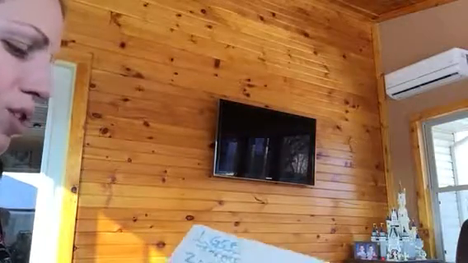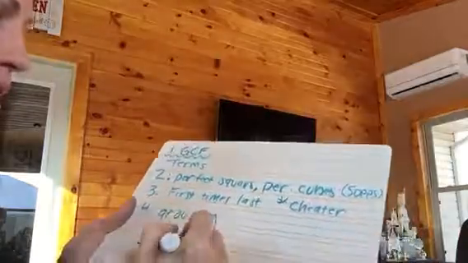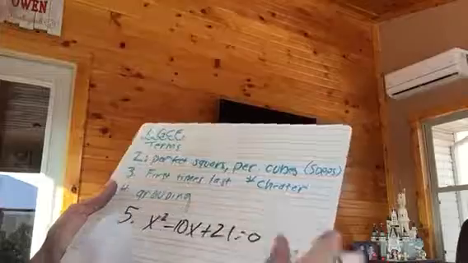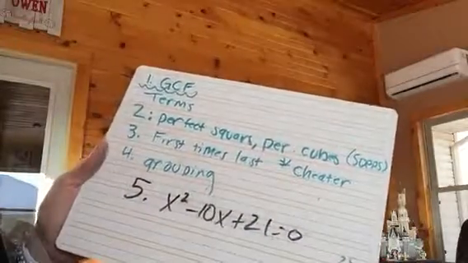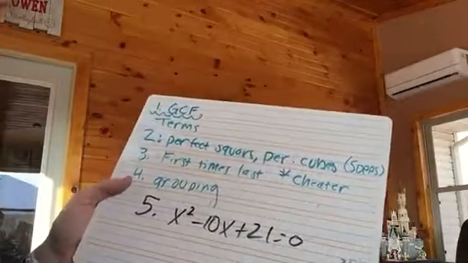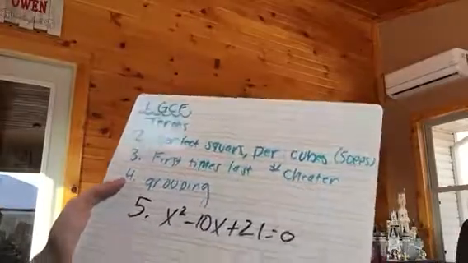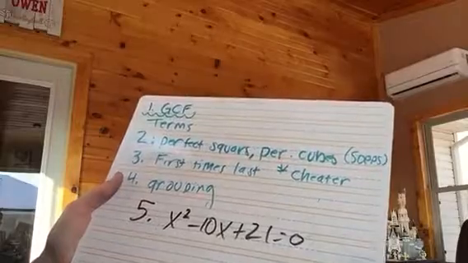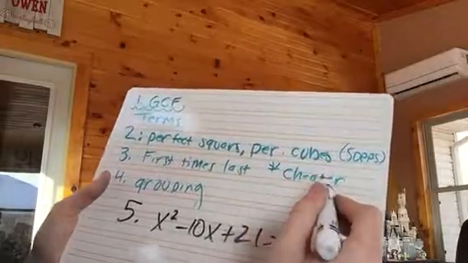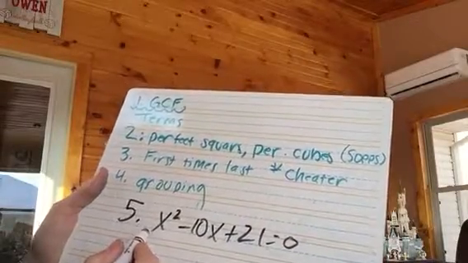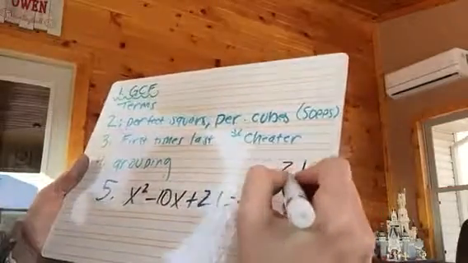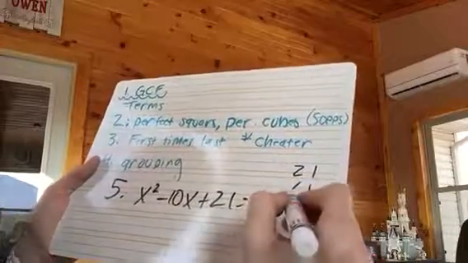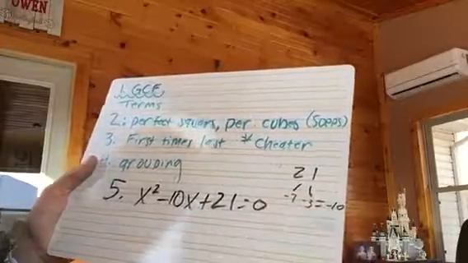Okay, let's move on to number 5. X squared minus 10x plus 21 equals 0. Again, we have all of our terms on the left, so step 1 is done. Factoring step, no GCF. I have 1, 2, 3 terms, so I'm going to do first times last. However, this is a cheater problem because there's a 1 in front, so I am checking for factors of 21 that add up to equal negative 10. Those factors would be negative 7 and negative 3.